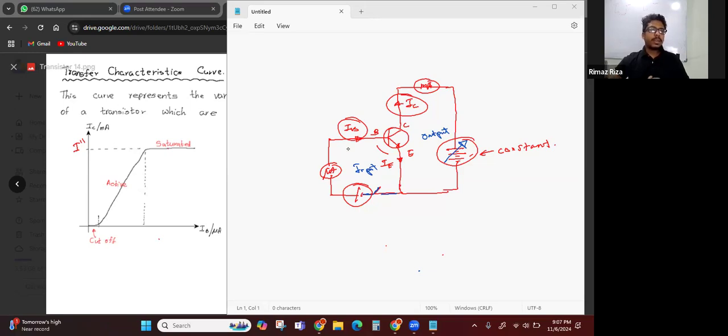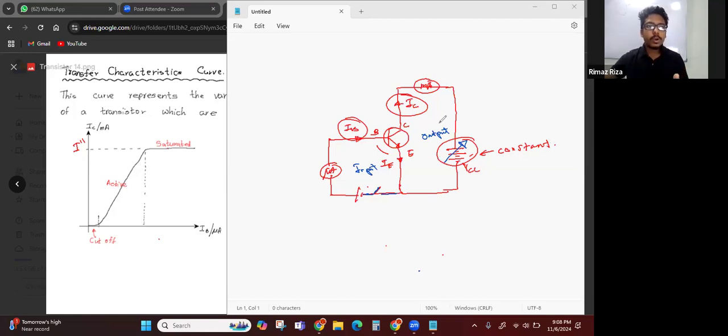So in the transfer characteristic curve, you study how IC varies with IB. Is it all clear, Sithira? Do you have any questions regarding this? No, sir, no questions. Okay. So here we keep this voltage VCC constant.